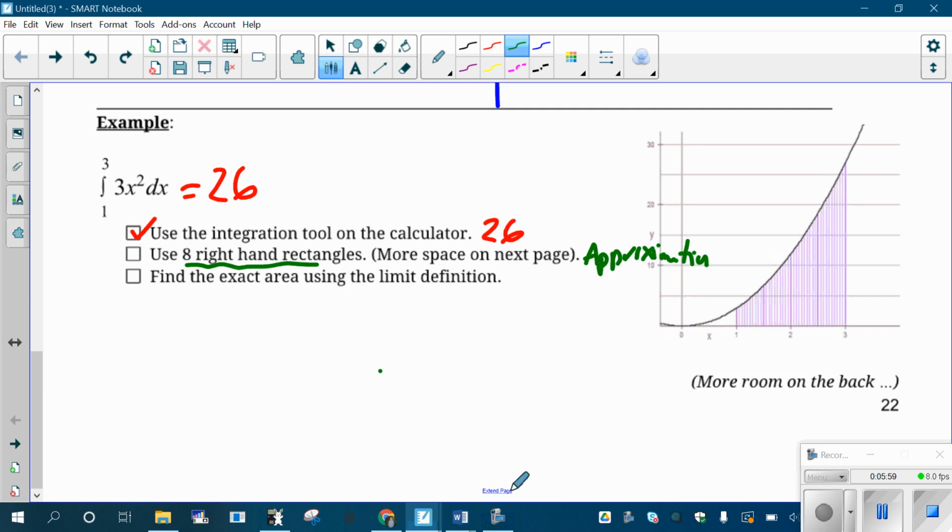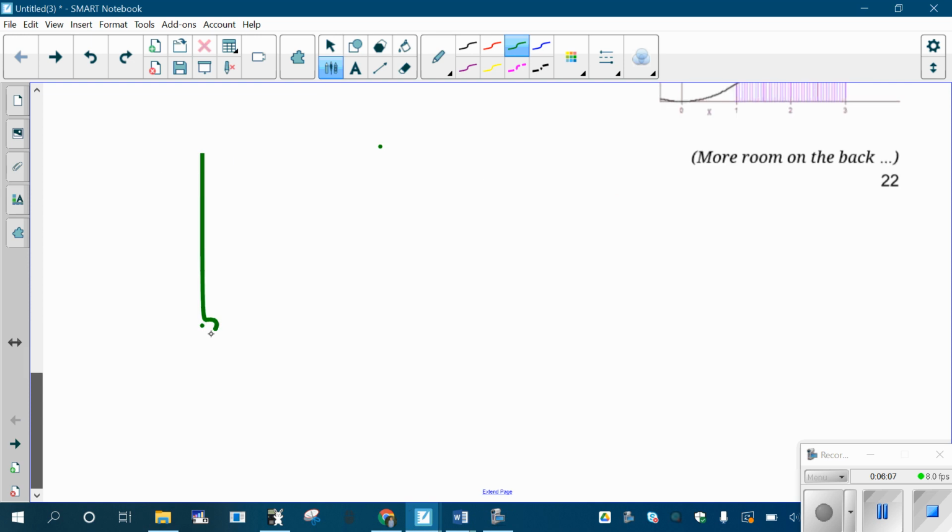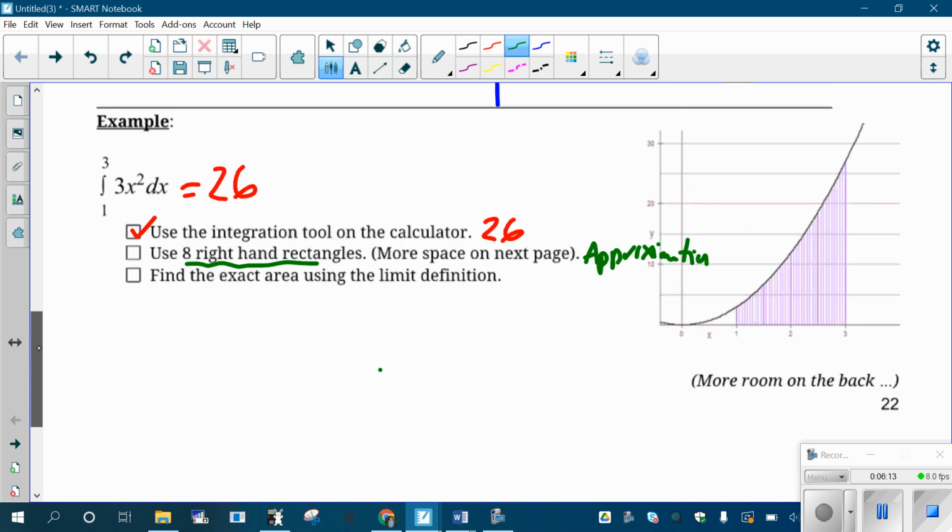I'll write it out here with you guys. Okay, so if we're going to use 8 right-hand rectangles, then I'm going to start on the right, and I'm going to use an x value of 3. Oops, sorry. Having some computer problems, sorry. I'm using an x value of 3.